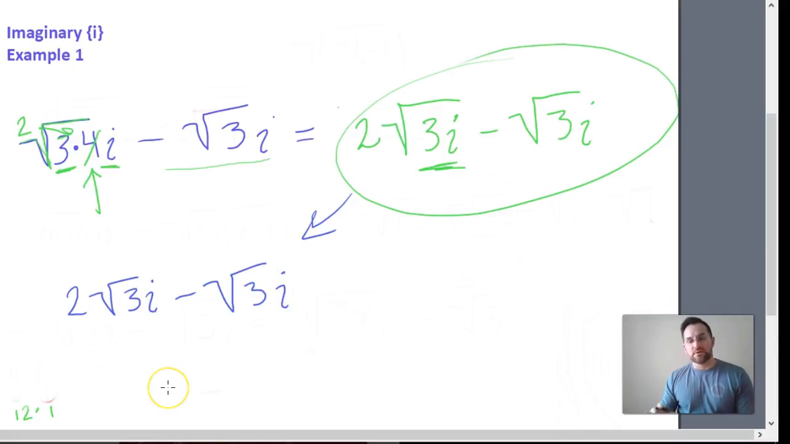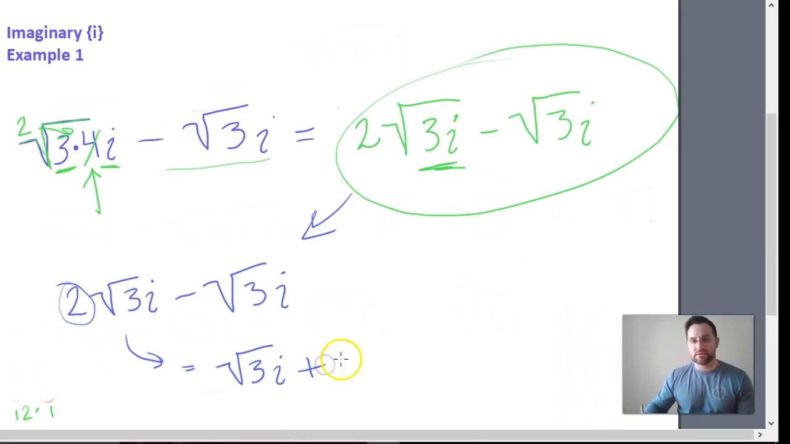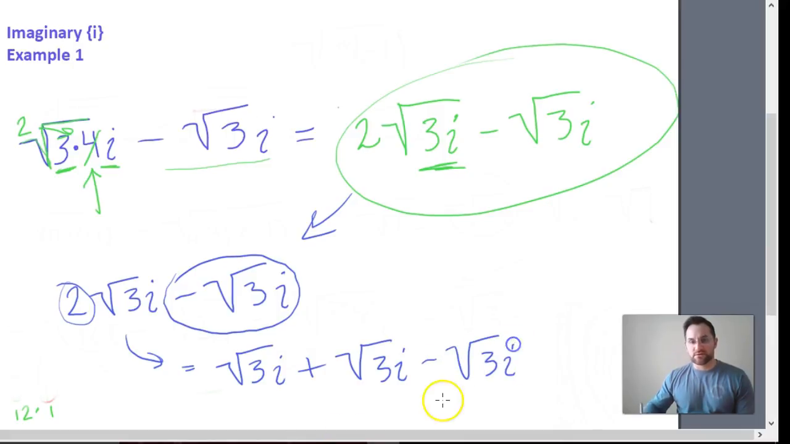Okay. So now, let's look at this 2 square root 3 i. 2 times square root 3 i says square root 3 i two times. So that's the same as square root 3 i plus square root 3 i. Right? We can't forget this part right here, so we have minus square root 3 i. So we had square root 3 i, we added another square root 3 i, then we took one back away. So we end up with square root 3 i. So you see how we got to that answer, right?